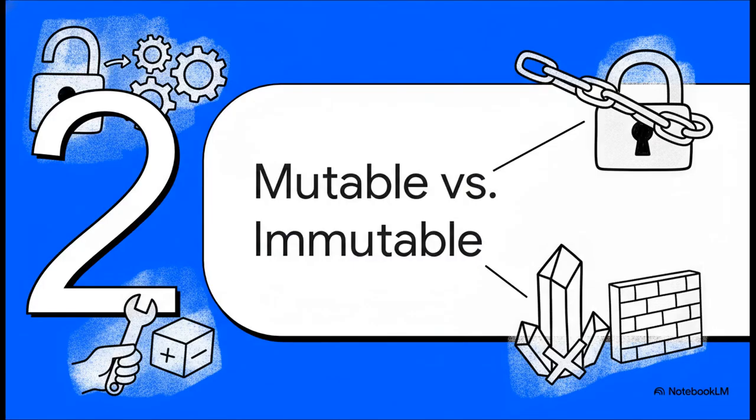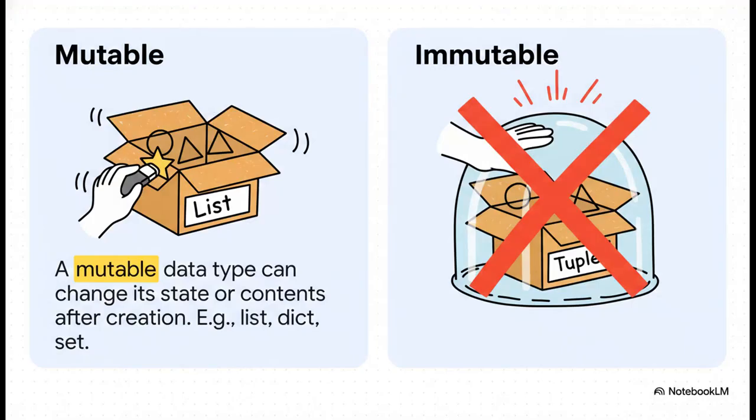All right, this next part is super important. It's kind of like a secret rule in Python that explains so much about how it works. It's the difference between data that can be changed and data that can't. We call this concept mutability. Okay, so here's the breakdown. Mutable just means changeable. A list is the perfect example.